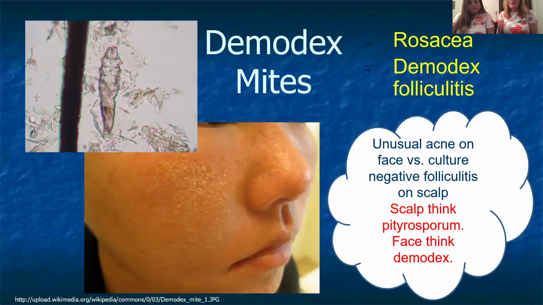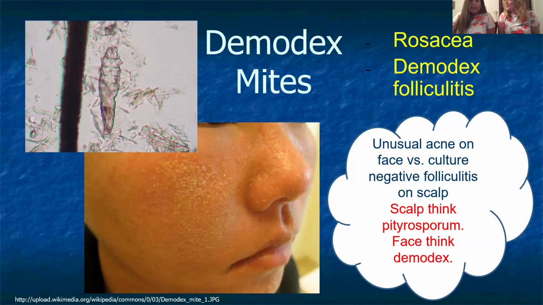And then we have probably the easiest scraping to do. I mean, maybe scabies is a little bit easier, but our friends, the Demodex mites. So where do we see those? It's very common on the face for patients who have a negative culture when we culture them, and on the scalp or in the face. So we think about the Demodex mites.